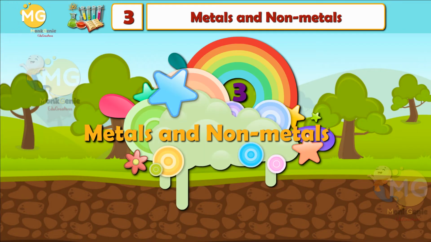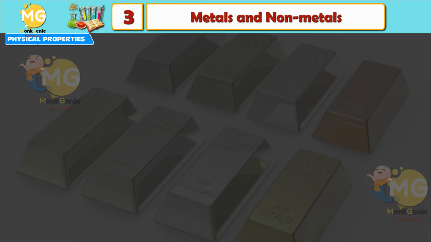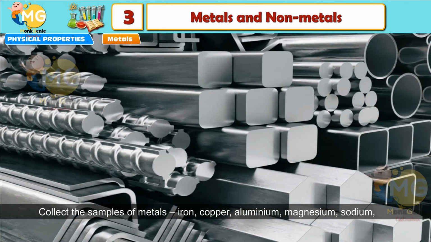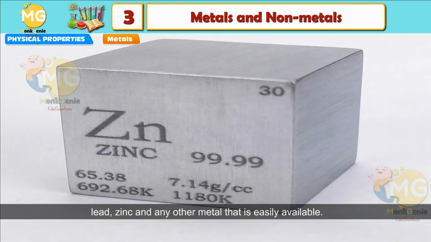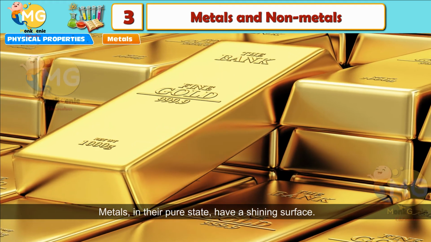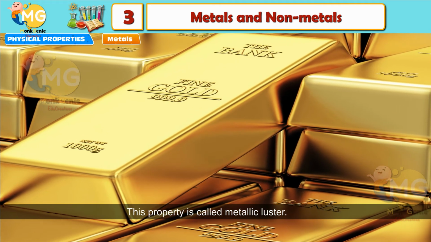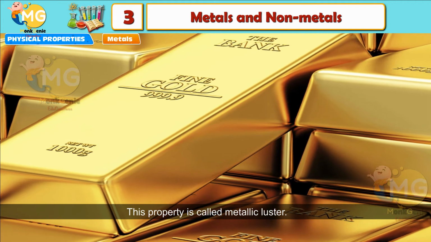Lesson 3. Metals and non-metals. Physical properties. Metals. Collect the samples of metals: iron, copper, aluminium, magnesium, sodium, lead, zinc and any other metal that is easily available. Metals, in their pure state, have a shining surface. This property is called metallic luster.